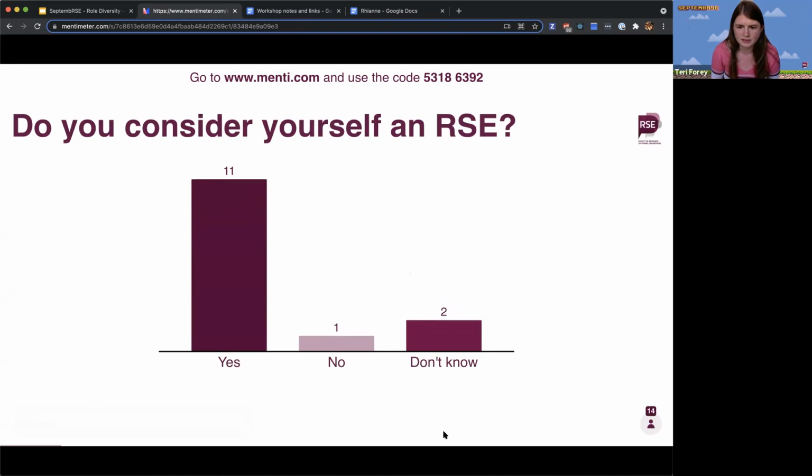Ooh, fabulous. I love it when we have some no's, because that means we have reached out to a broader audience than perhaps we might have expected from the initial sort of RSE conference. Is there anybody who said don't know would be willing to unmute and share why they've said that?